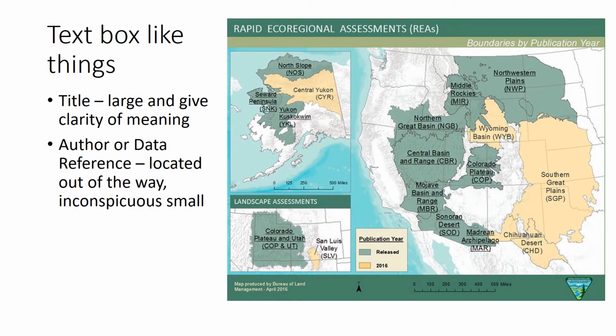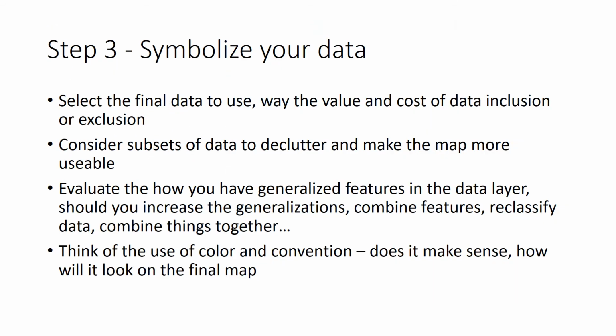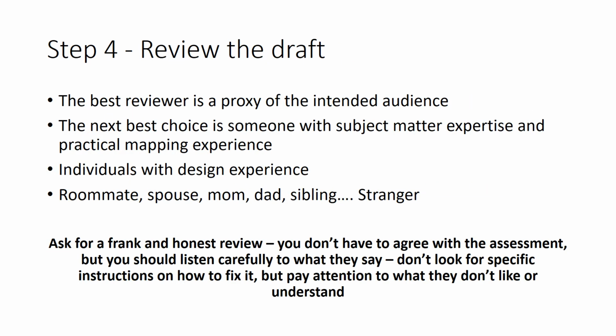Let's see here what else we got. Symbolizing your data, just general idea. Use things that make sense, colors that are easy to see and easy to read, and that fit what they're looking for. Don't make water brown, don't make the earth blue, the ground blue. Who do you get to review your draft map? Basically anybody but yourself.